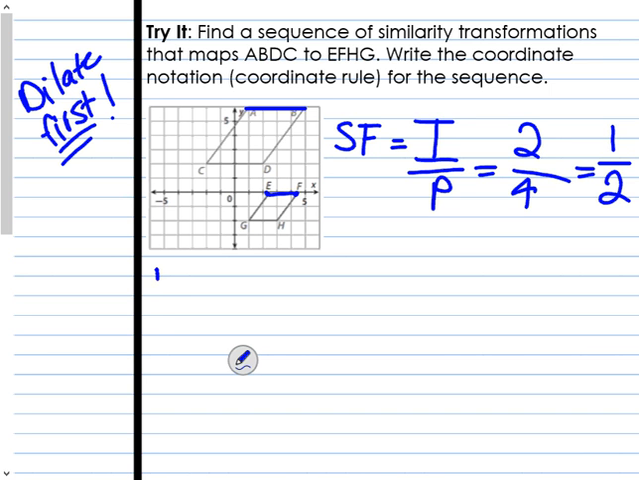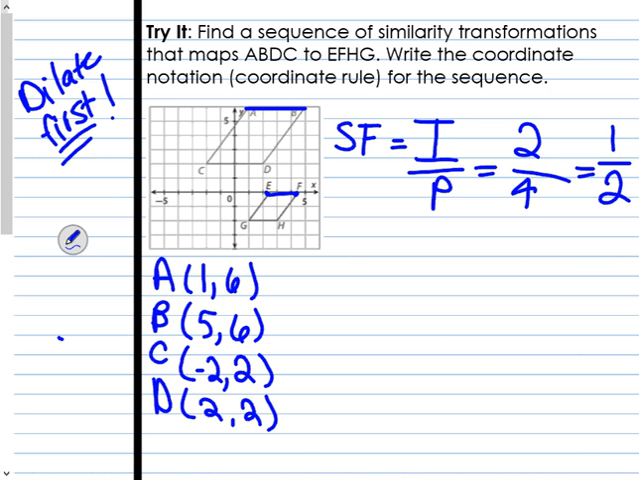So I'm going to write down A, B, C, and D. I want you to go ahead and pause the video and write down the coordinates from A, B, C, and D on your notes, and then press play again. Okay, so we have A at 1, 6. We have B at 5, 6. We have C at -2, 2, and D at 2, 2.